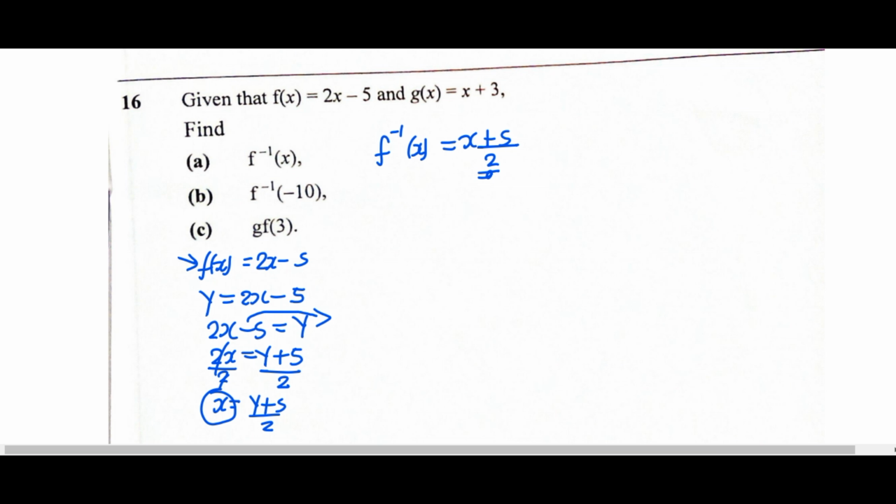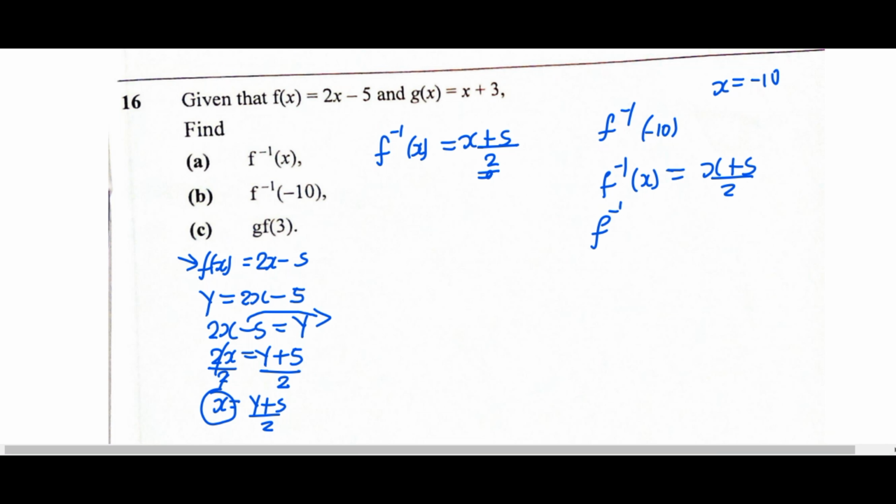So now let's look at question B. Question B, we have f inverse of negative 10. So this means that, let's see, f inverse of x, so x is equal to negative 10. So we've seen that we have made the expression for f inverse of x. It is (x plus 5) over 2.